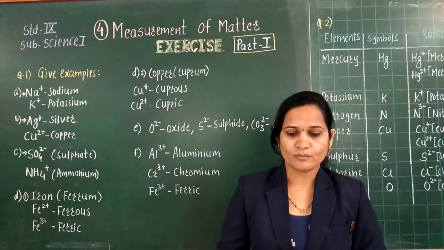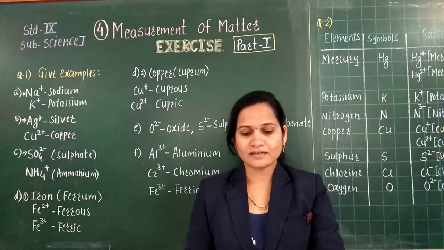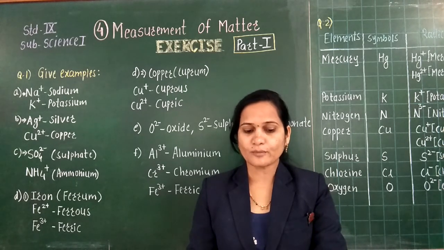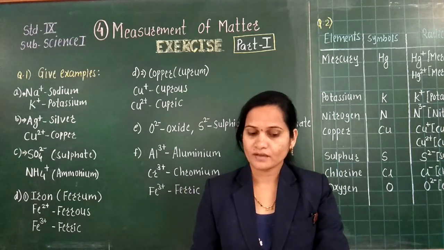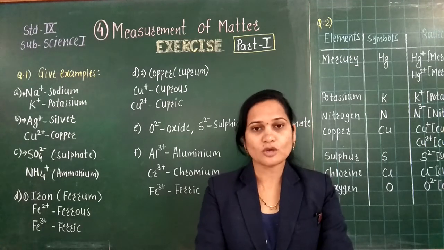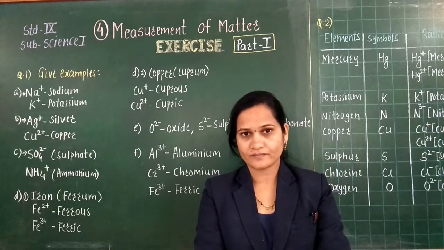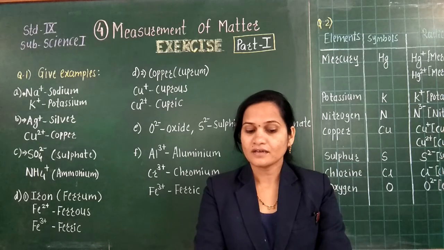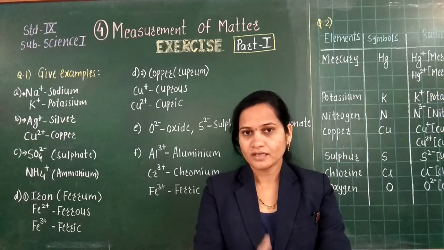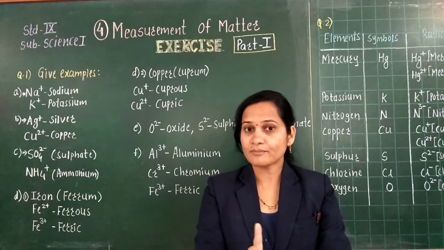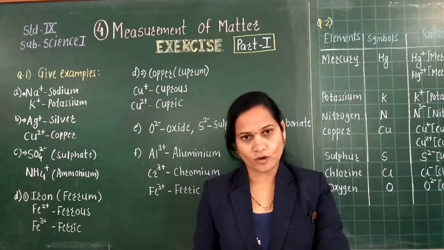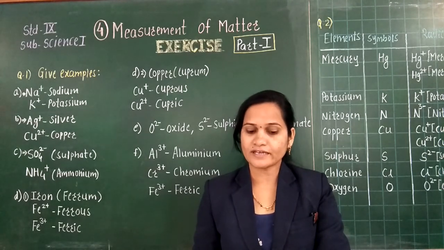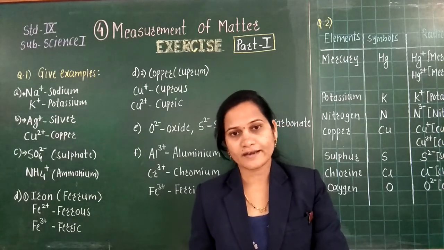Write the symbols of the following elements and the radicals obtained from them and indicate the charge on the radicals. Now see question number 2 carefully. In that, some names of the elements are given. And what is asked there? Write the symbols of the following elements. First we have to mention the symbol of that element. After that write the radicals obtained from them, and after that you have to indicate the charge on the radicals.